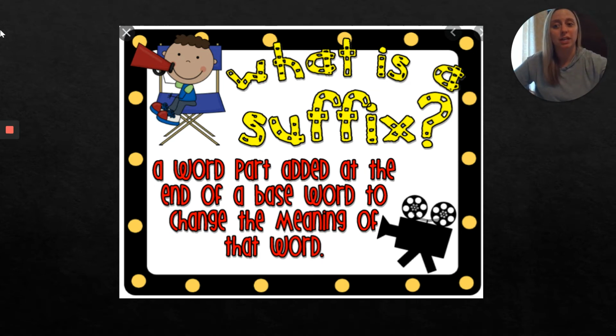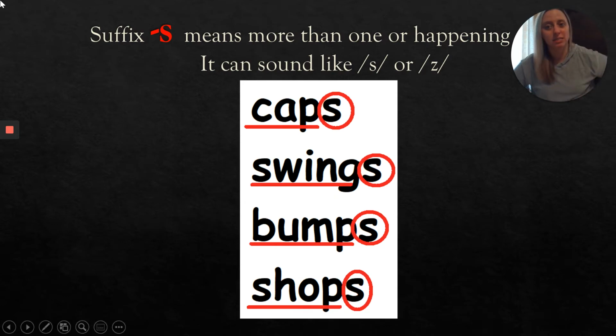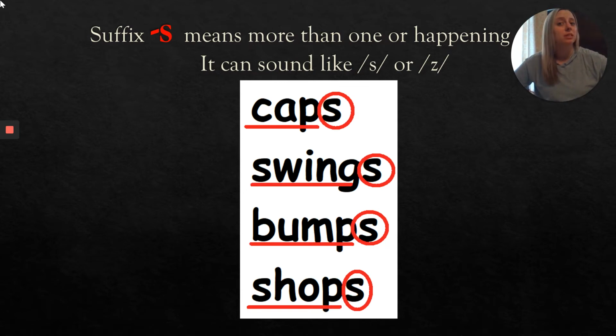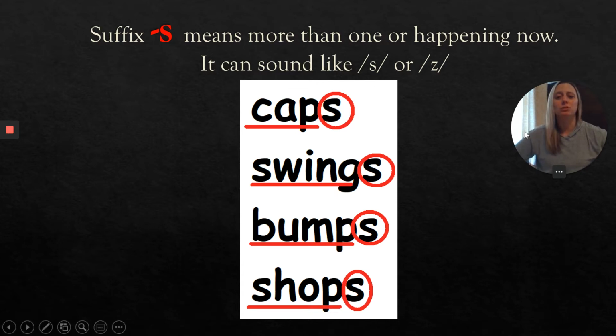Now, the one suffix that I know all of our children know is the suffix S. It is the simplest one out there. It's the first one that we teach children. It can mean that there is more than one. If we're talking about nouns, it pluralizes the noun. Or if we're talking about verbs, it can mean that that verb is happening now. So the suffix S has 2 different sounds. It can sound like S, or it can sound like Z, depending on the base word that comes before it.